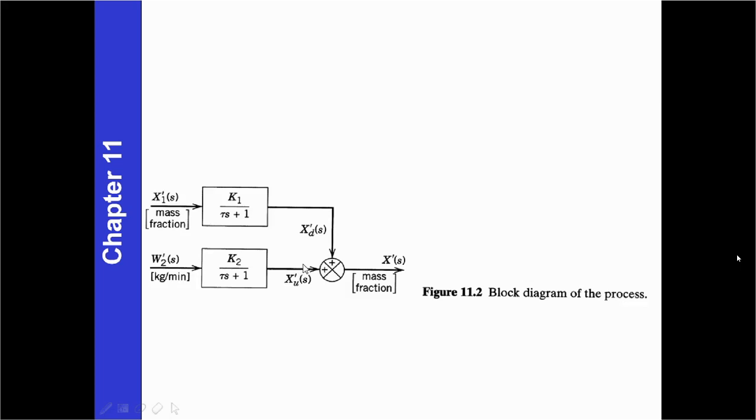So in parallel, the transfer functions will be summed up. So it becomes x1s, the mass fractions.